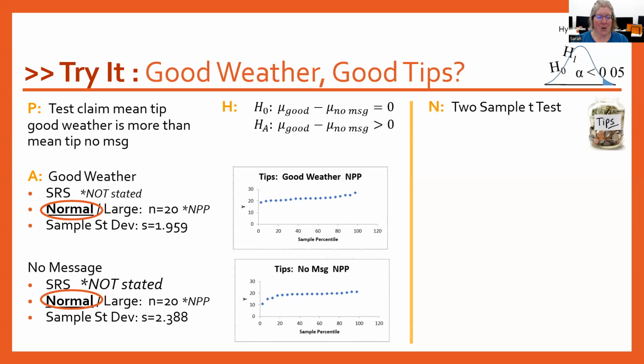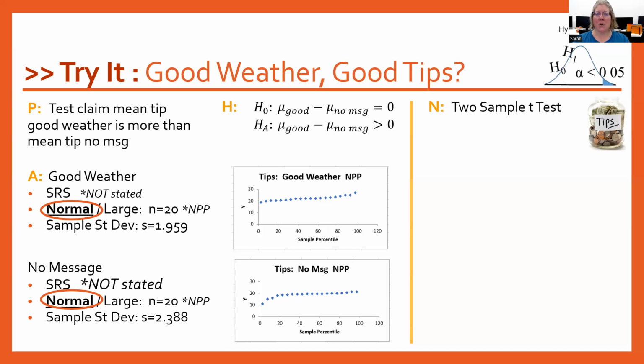For the no message group, again, random sample not stated. This one, when I look at the normal probability plot, drops off a little bit on the left side. Our sample size is in that moderate group though, about 20. So I'm okay to proceed with this. I'll mark normal. And then the sample standard deviation is s equal to 2.388.